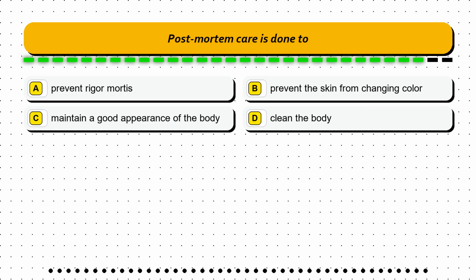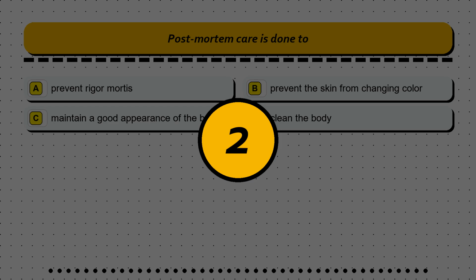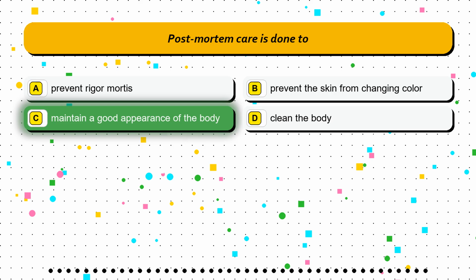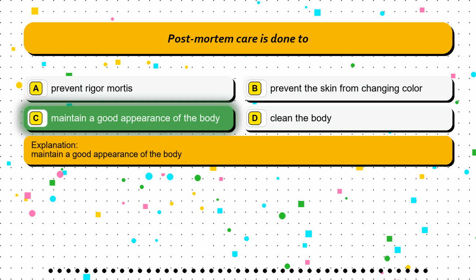Question 34. Post-mortem care is done to: option A, prevent rigor mortis, option B, prevent the skin from changing color, option C, maintain a good appearance of the body, option D, clean the body. The correct answer is option C, maintain a good appearance of the body.